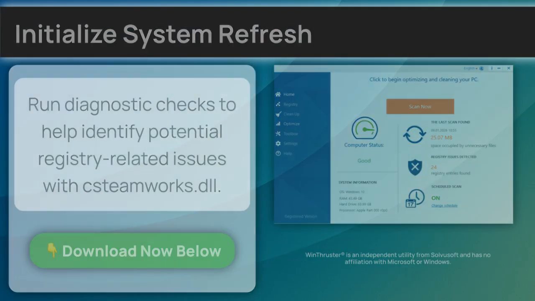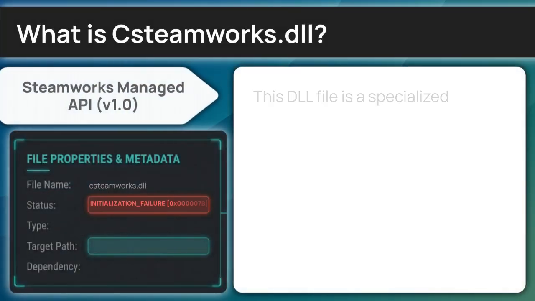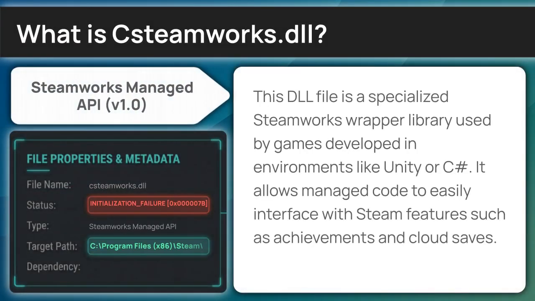This DLL file is a specialized Steamworks wrapper library used by games developed in environments like Unity or Csteamworks. It allows managed code to easily interface with Steam features, such as achievements and cloud saves. With the explanation out of the way, let's refresh the affected files.